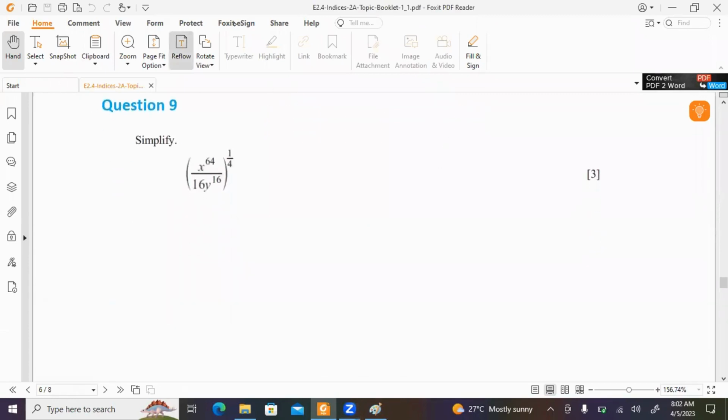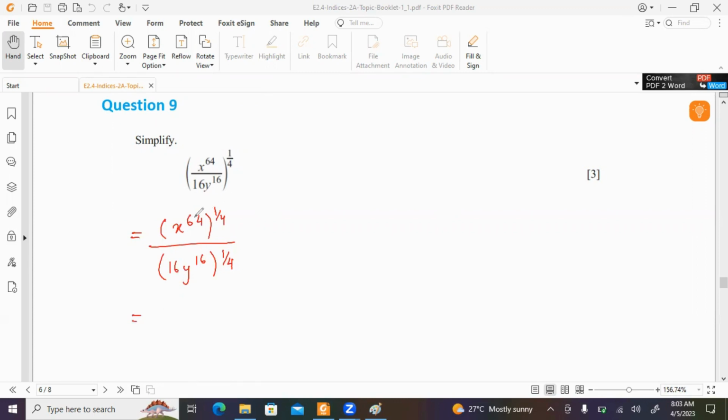Question number 9. If you look at this, now there's a fraction where we have terms in the numerator and denominator, and the variables are raised to different powers. And then there's brackets, and there's a power outside the bracket as well. So first thing we're going to do is distribute the power with the numerator and the denominator. So I'm going to write it like this: x to the power of 64, then whole power of 1 over 4, divided by 16y to the power of 16 and whole power of 1 over 4.